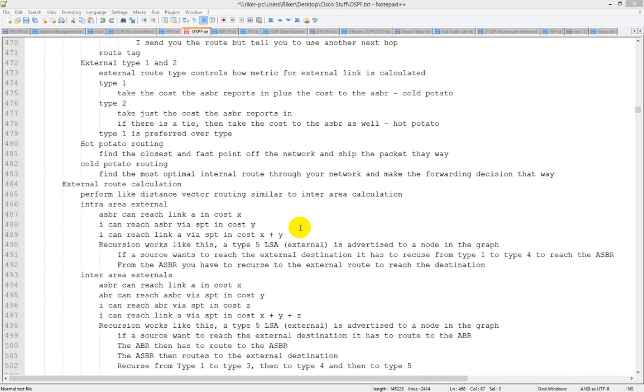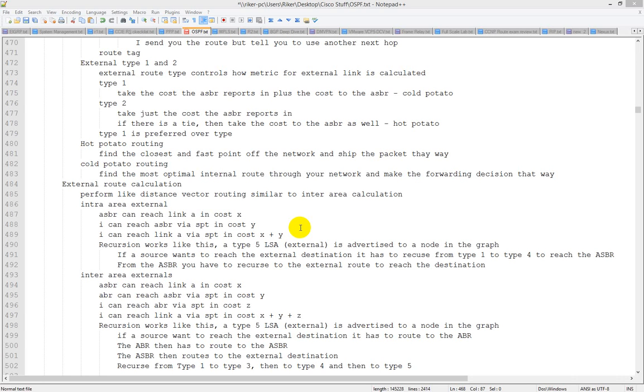So if you're in area 0 and an ASBR is in the same area as you are, you're going to use that guy to get out of the network, and that is going to be how you route your traffic towards him. So it's going to be intra-area. Now, there's another concept known as inter-area external, which is just adding one more step in the recursion process.